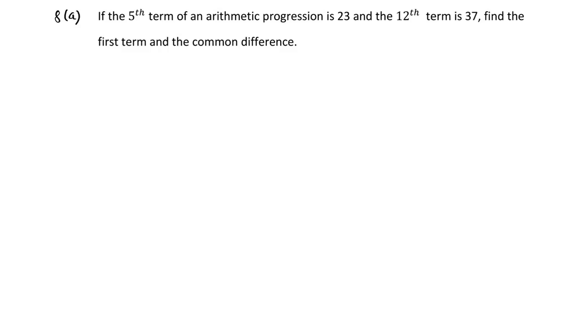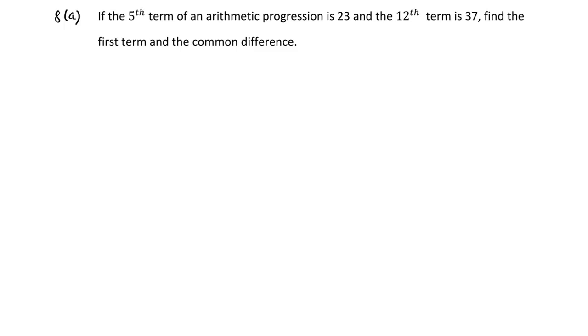Question number 8, part A. If the fifth term of an arithmetic progression is 23 and the 12th term is 37, find the first term and the common difference. Okay, so this is the arithmetic progression problem.